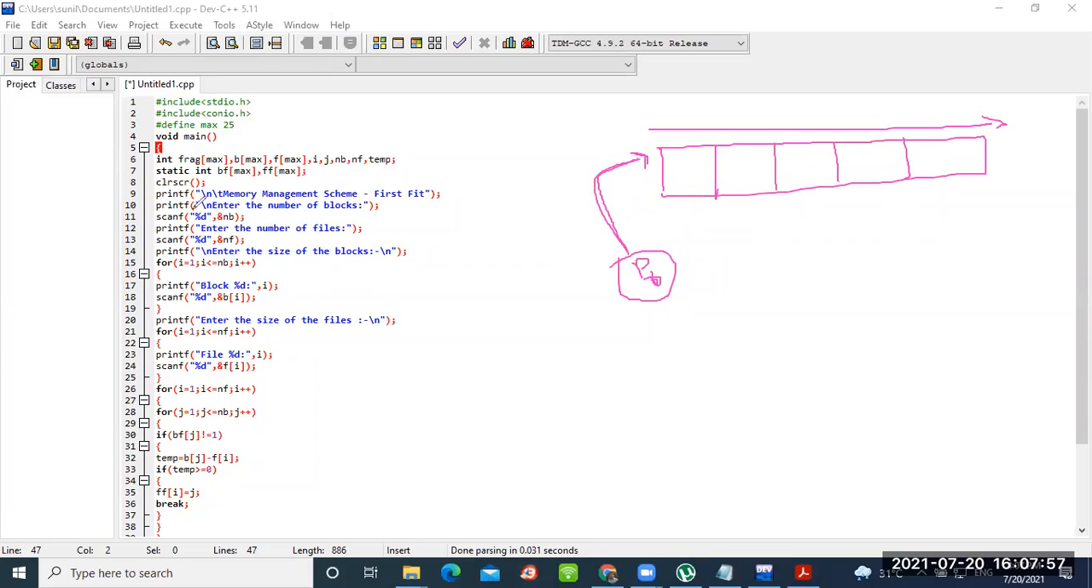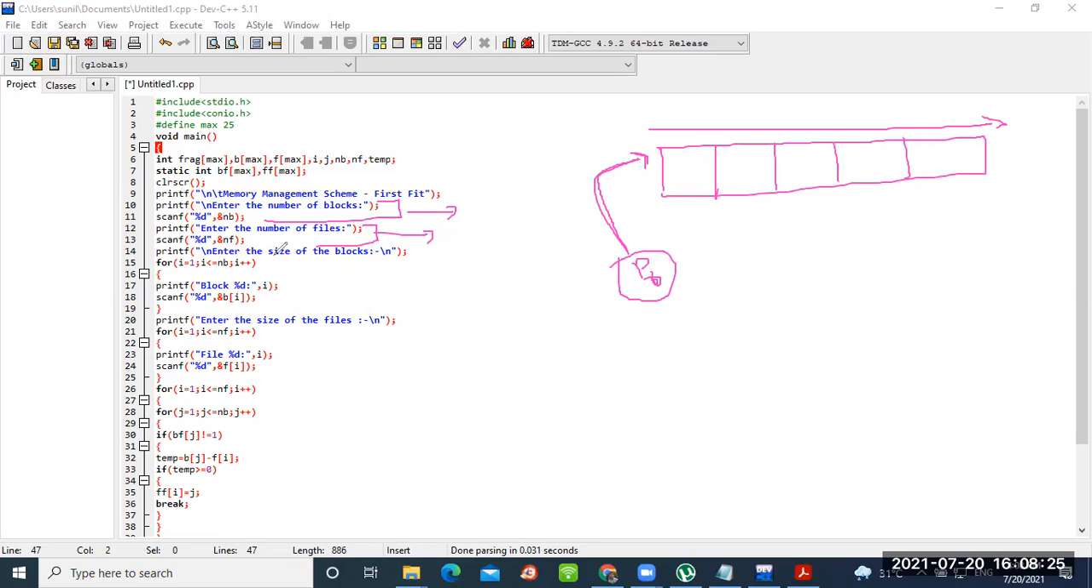Now same thing we will ask again. In step number 2, I will ask for the input: the number of blocks and the size of the blocks. Here, enter the number of blocks and the number of files. Instead of process, in this code we have used files. Remember, files and process are both the same here.